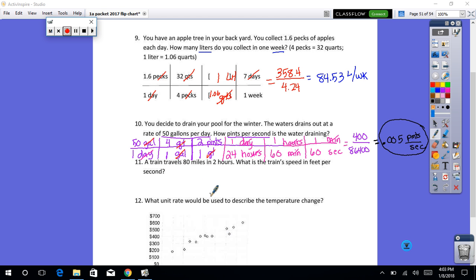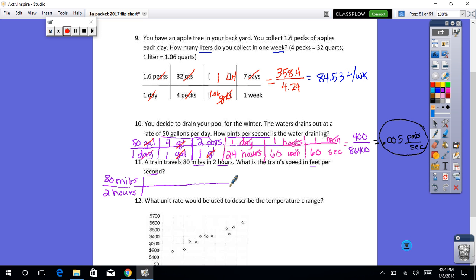Okay, next one. A train travels at 80 miles in 2 hours. What is the train's speed in feet per second? So again, we have two different conversions to do. We have to go from miles to feet and then hours to seconds. So right now we have 80 miles in 2 hours.